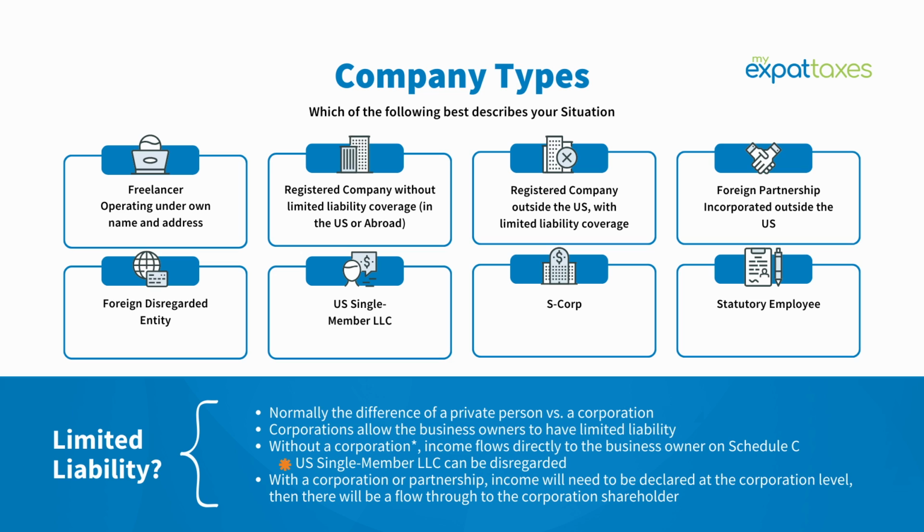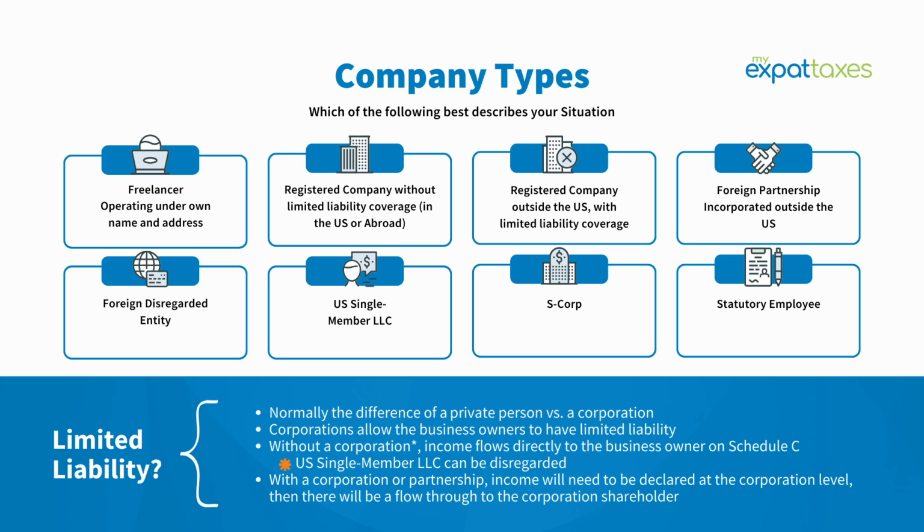Which is, if you are self-employed, you need to understand: do you have limited liability or not? That is the main question on how to determine how to report your business income on your US tax return. So basically, there is the difference between you being a private person versus a corporation. Are you doing business as yourself? Are you taking on that full liability, like I said? So if something happens to the business, are your own personal assets at risk? If yes, then you are not operating under limited liability.